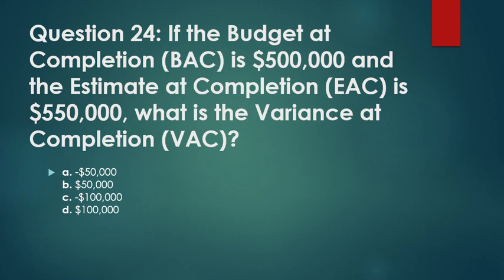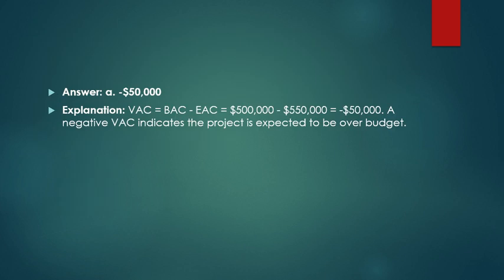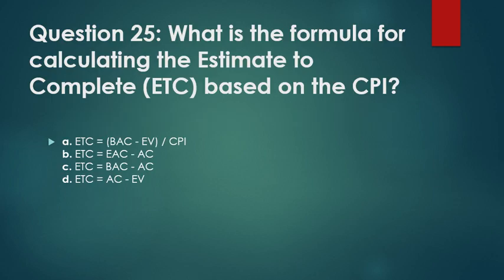Question 24. If the budget at completion, BAC, is 5 lakh dollars and the estimate at completion, EAC, is 5.5 lakh dollars, what is the variance at completion? Answer is minus $50,000. VAC is equal to BAC minus EAC. A negative VAC indicates that the project is expected to be over budget.